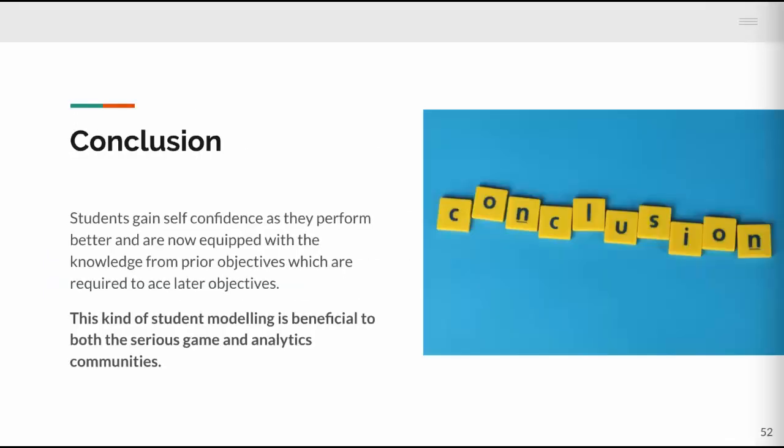In conclusion, students gain self-confidence as they perform better and are now equipped with the knowledge from prior objectives which are required to ace later objectives. This kind of student modeling is beneficial to both the serious game and analytics communities.